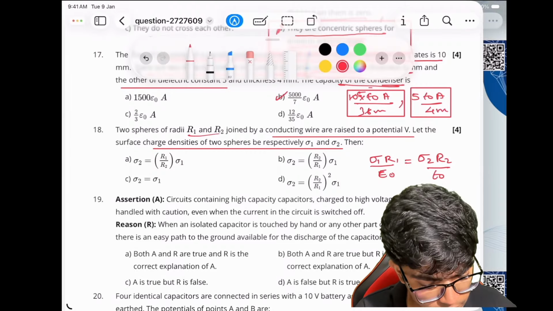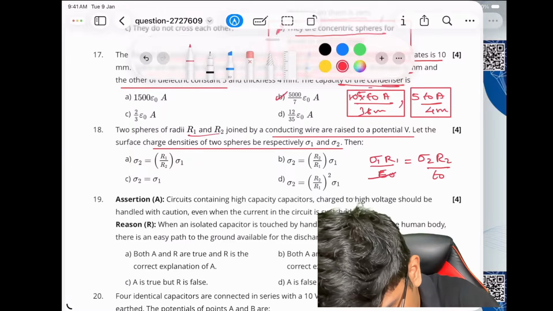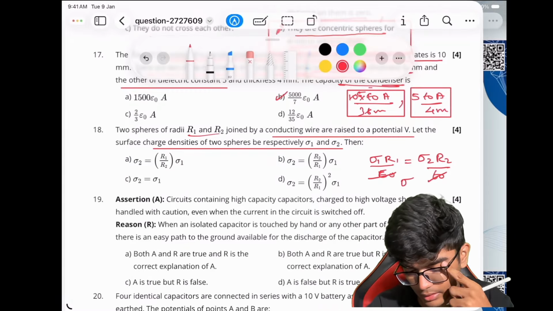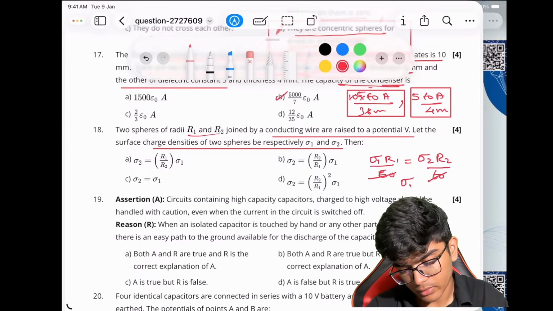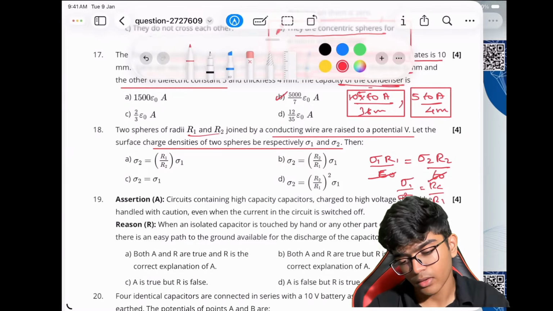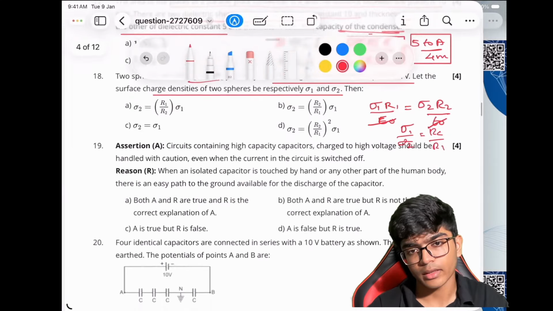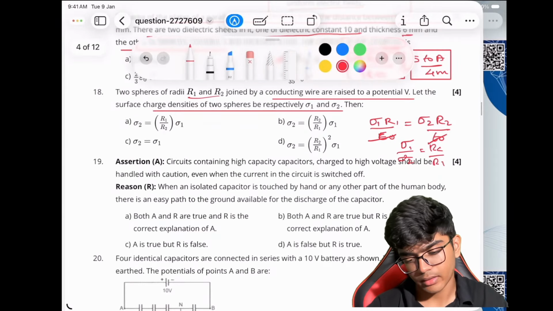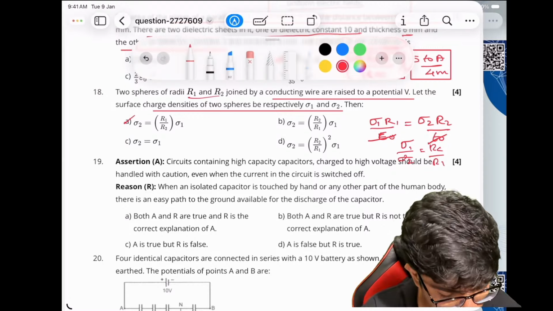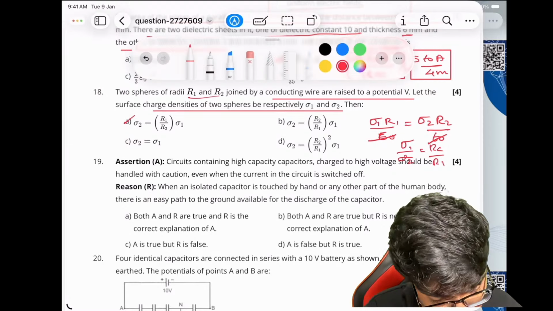This formula is for potential. Epsilon naught cancels, so sigma 1 by sigma 2 is equal to R2 by R1. Therefore sigma 1 is equal to R2 by R1 into sigma 2, which is option A.